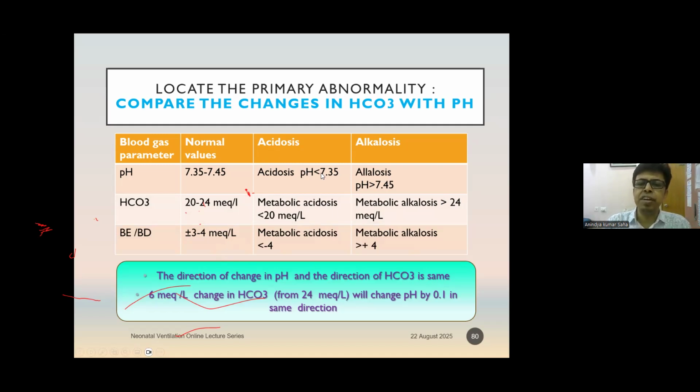So pH is decreasing, bicarbonate is also decreasing. pH is increasing, bicarbonate is also increasing. And we can estimate the adequacy of the change with this formula. A 6 milliequivalent change in the bicarbonate will change the pH by 0.1 in the same direction.